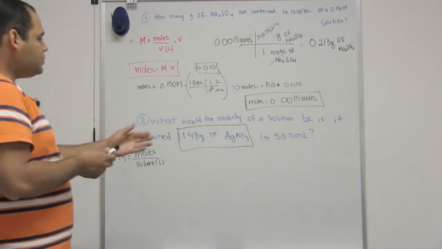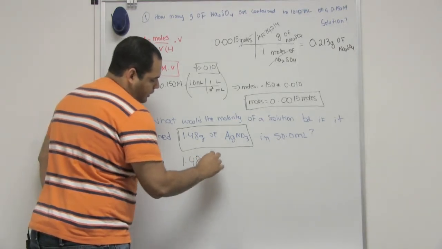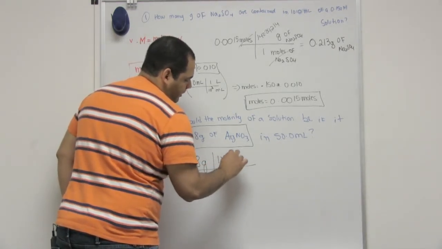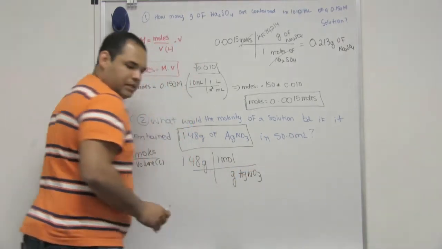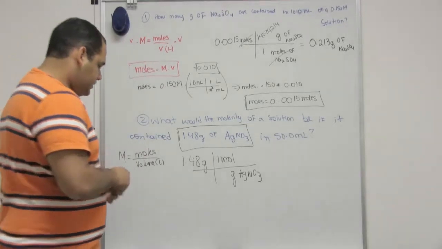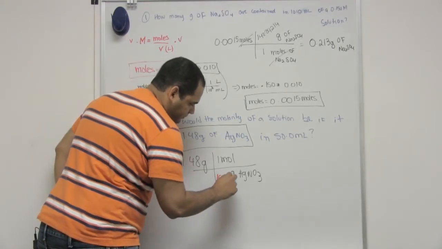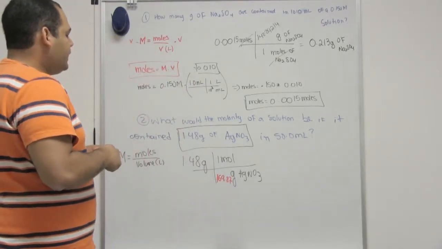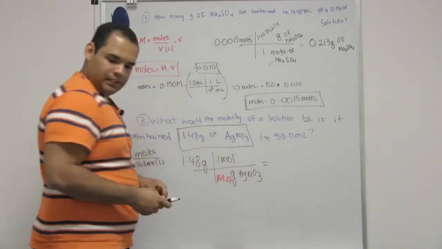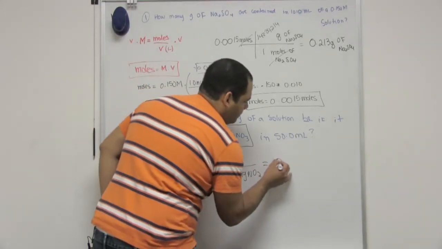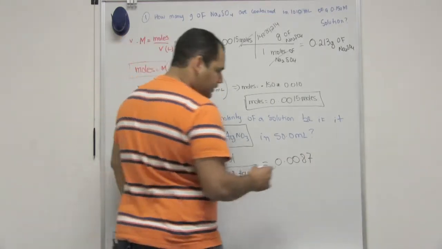What I need to do is just use the 1.48 grams and divide it by the molar mass of silver nitrate. I already calculated that it is 169.87. So this mass divided by this molar mass gives me the moles, and the moles are 0.00872.